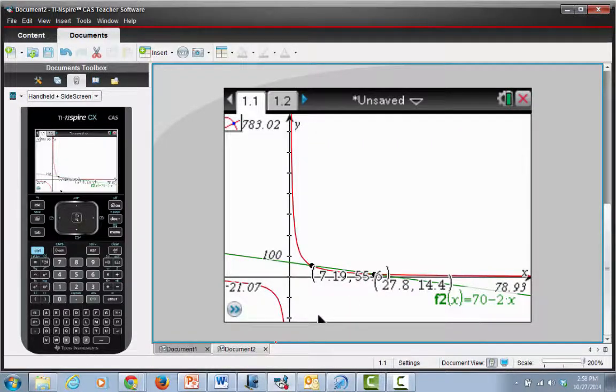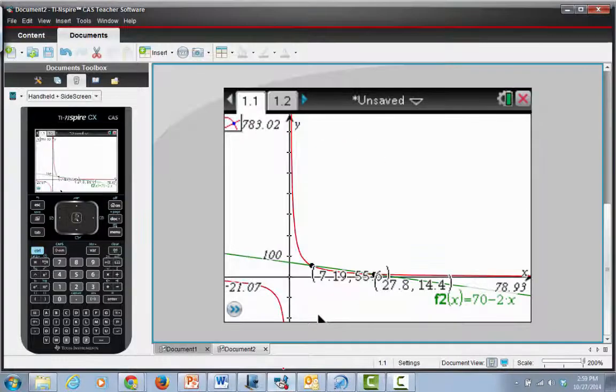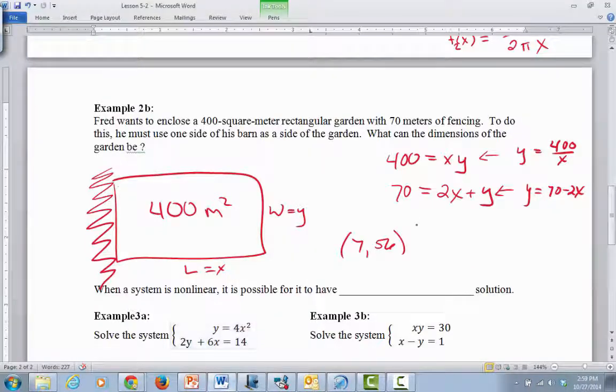Okay? So one of my answers for this is going to be x, a value of 7, and a y of 56. That's one possibility. The other answer, if I go back to my graph, is 27.8 and 14.4. I'm just going to round it. So it's going to be 28 and 14 is my other possibility. Okay? So both of those should work for this. So when a system is nonlinear, it is possible to have more than one solution.